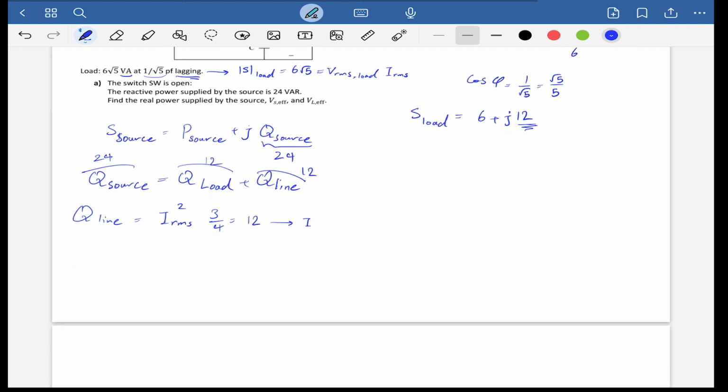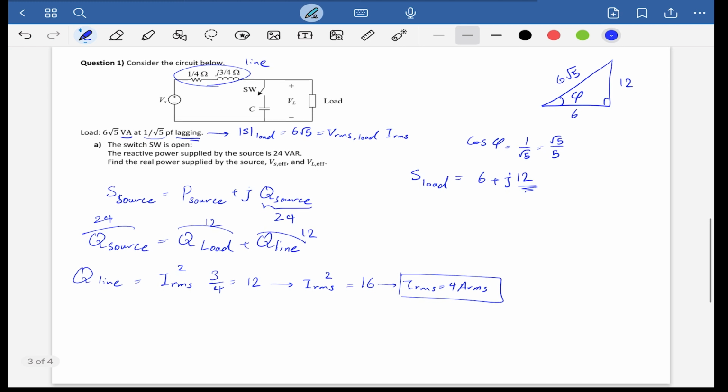So from here, IRMS, which is very important in this circuit, squared will be 16. So IRMS will be 4 amp RMS. We found this. Okay. Now, what to do next?